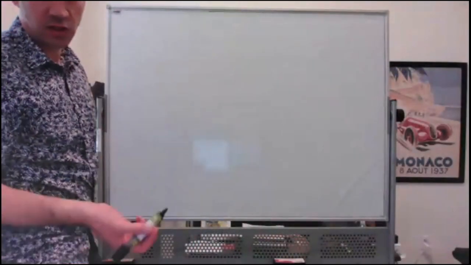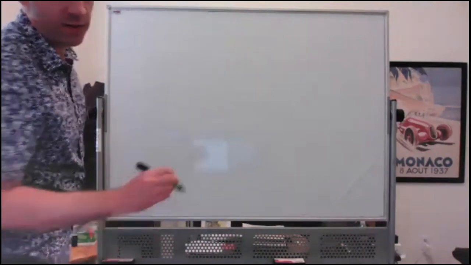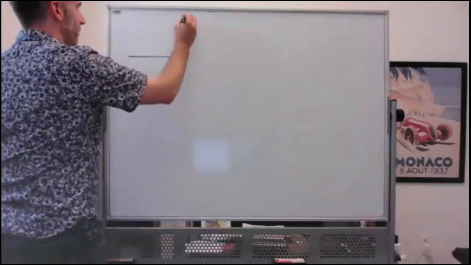So let's look at the first problem. The first problem is to find the 6 trigonometric functions of the angle theta. And you're given this triangle.